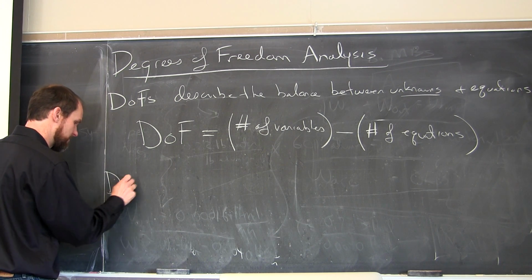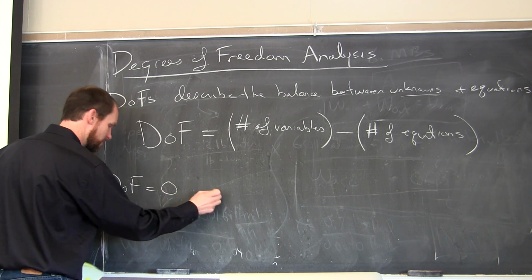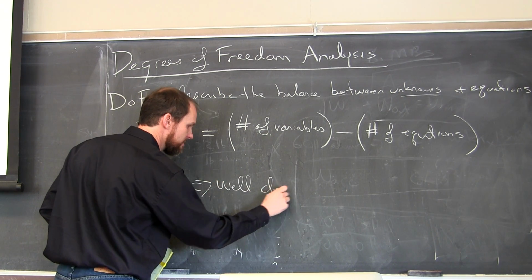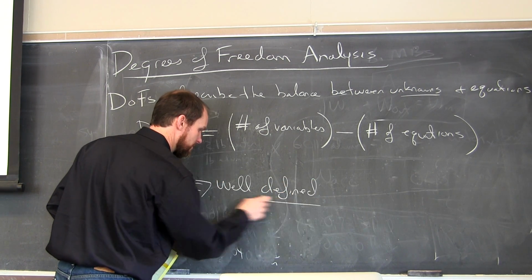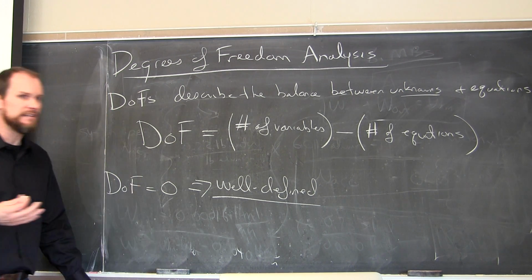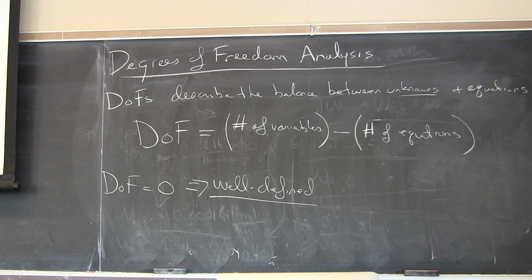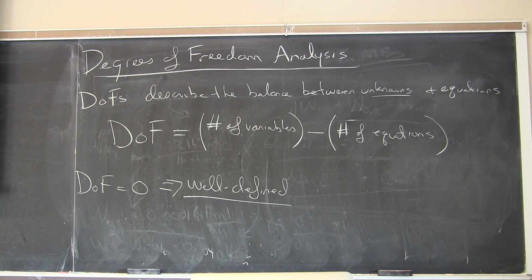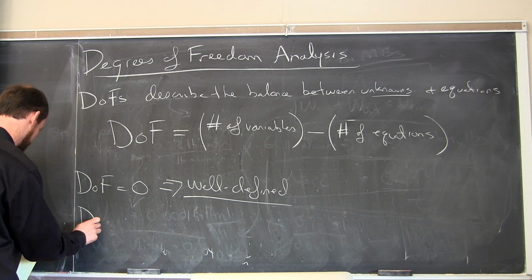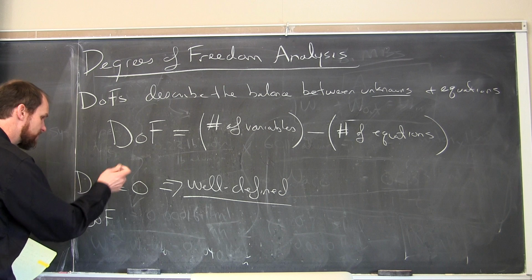So some terms. If DOF equals 0, we call this a well-defined system, which is what you're used to dealing with. 3 equations, 3 unknowns, it's well-defined, you can solve it. You can go back to your linear algebra. There should be a finite solution, possibly a unique solution. It's possible there are multiple solutions if it's nonlinear, but in this class you mostly have linear problems that will have one solution.